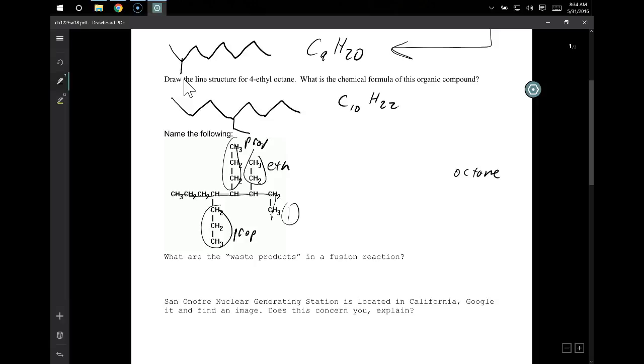All right, so I'm going to do 3-ethyl-4,5-dipropyl octane. Are we okay with that?